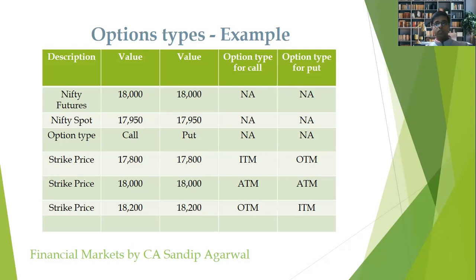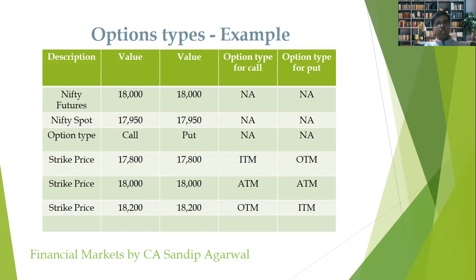Now, if you refer to the second column, you will see that whereas 17,800 was in the money for the call option, it is out of the money for the put option. Why? Because the put option buyer will make money only if the Nifty futures start trading below 17,800, which is the strike price in this case. So since Nifty futures is trading at 18,000, the 17,800 strike price will be treated as out of the money for the put option.